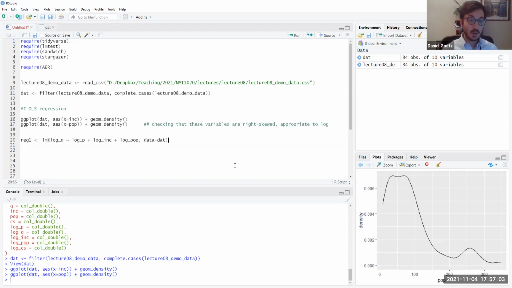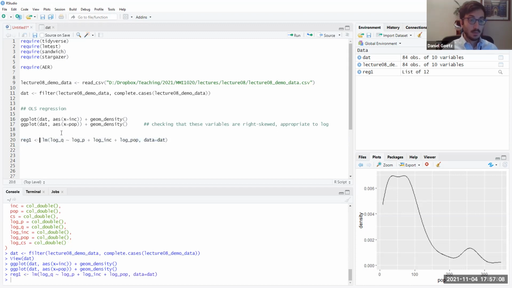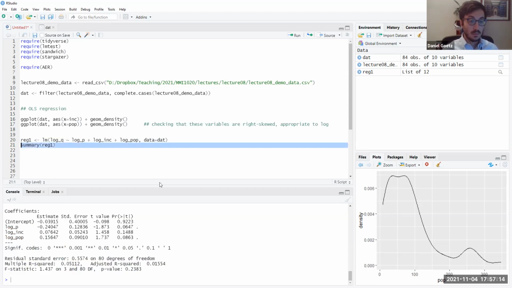Here's our basic OLS regression. So we run this, and we just look at a simple summary. And we can see that there's a small negative coefficient on log P. It's marginally insignificant, with a p-value of 0.06, so just over 0.05. A 1% increase in price leads to a negative 0.24% decrease in quantity. Okay.